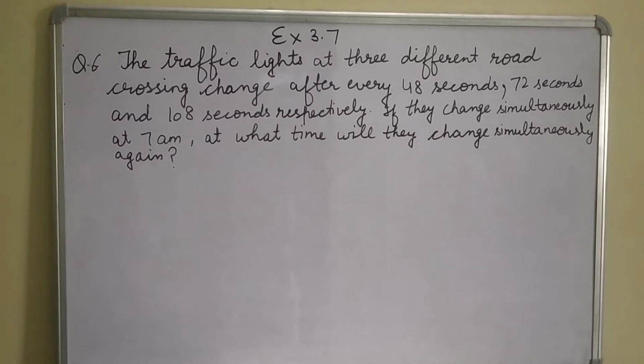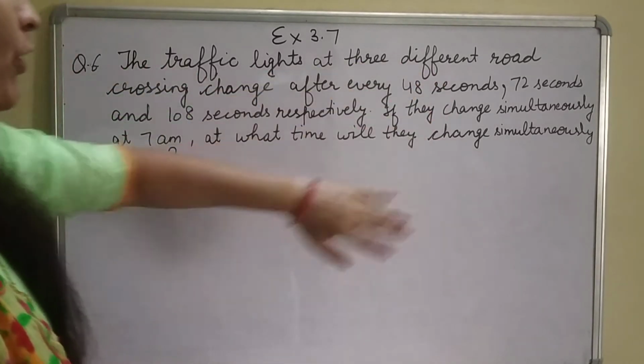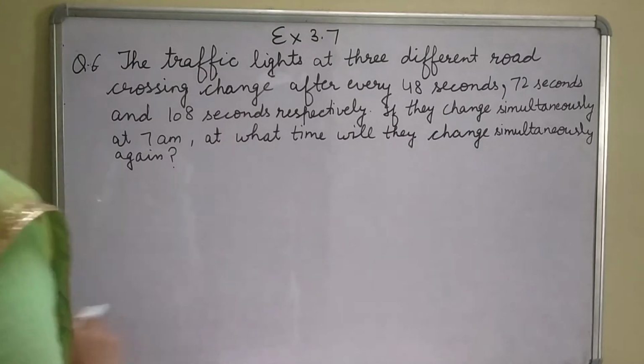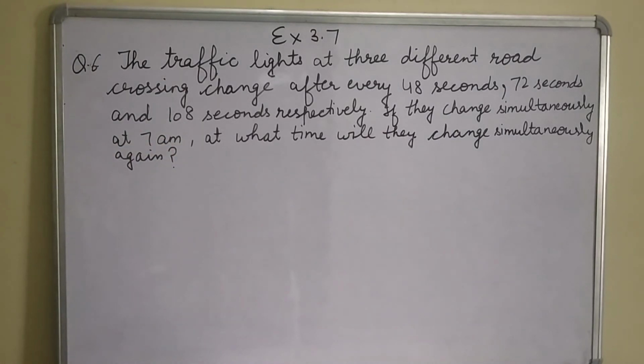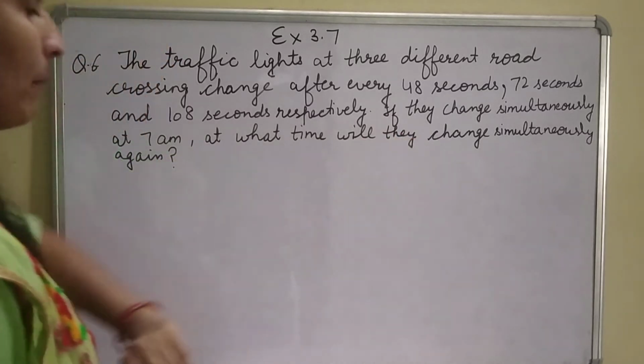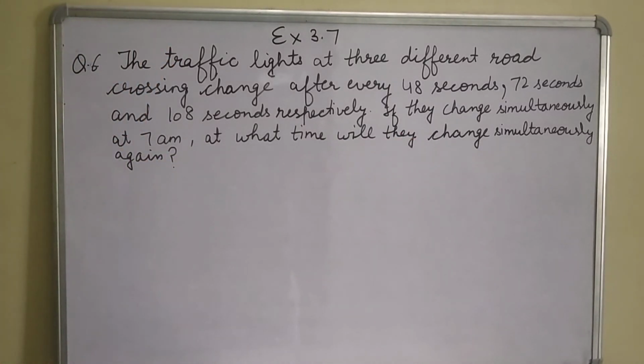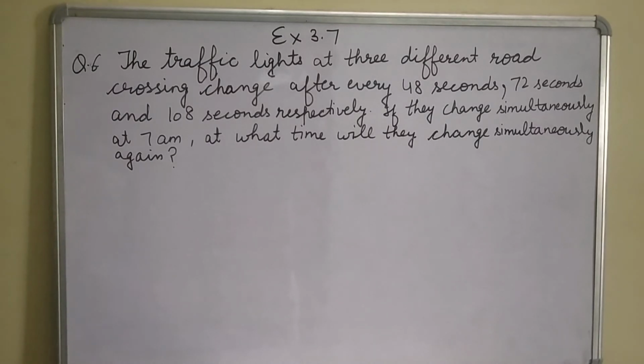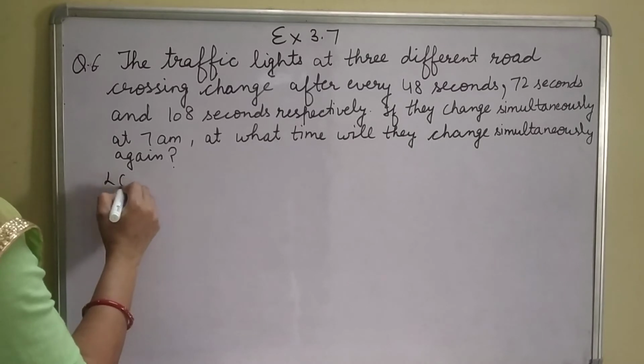So question number 6 is, the traffic lights at 3 different road crossings change after every 48 seconds, 72 seconds and 108 seconds respectively. If they change simultaneously at 7 a.m., meaning suppose the first time they have changed at 7 a.m., at what time will they change simultaneously again? So what we have to find in this is the smallest time gap after which they change again. Smallest time gap or least time gap means we have to find the LCM.